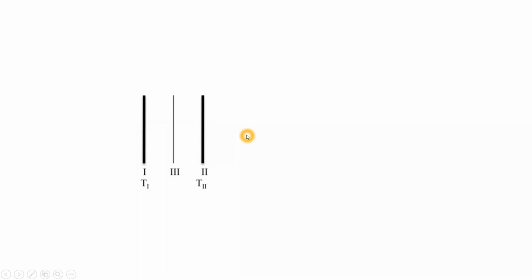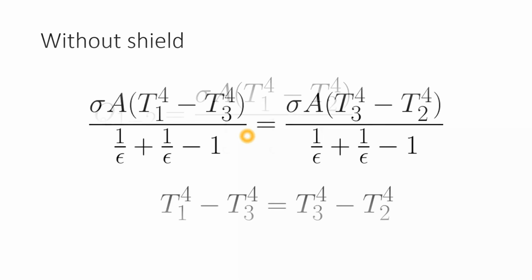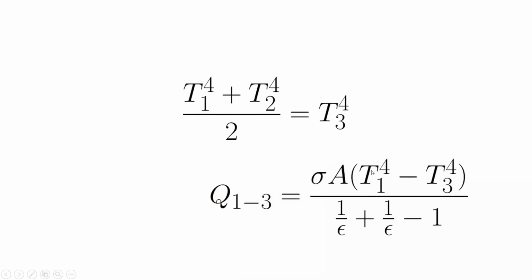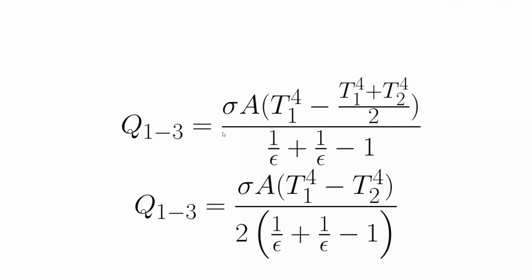So with the shield I just calculate the heat transfer rate as Q first to third only. From this you can see Q first to third is equal to sigma A (T1 to the power 4 minus T3 to the power 4). Instead of T3 to the power 4 I will write this expression. Then you can see 2 T1 to the power 4 minus T1 to the power 4 minus T2 to the power 4, and some terms will cancel out. From this we get (T1 to the power 4 minus T2 to the power 4) and 2 will be here in the denominator. So Q13 means it is with shield.